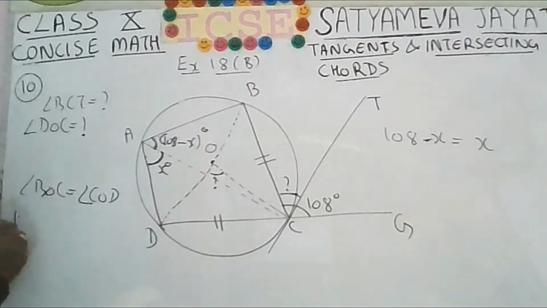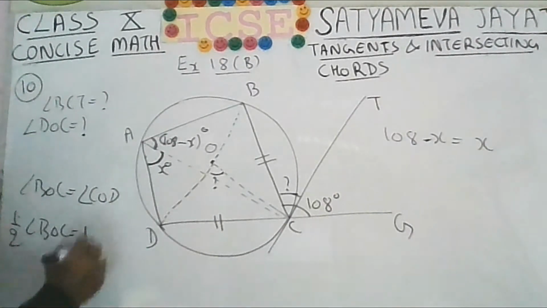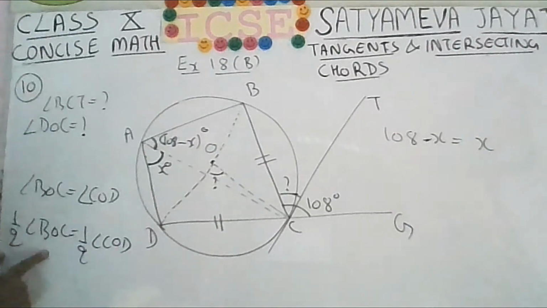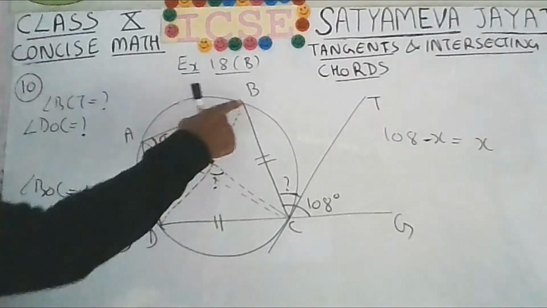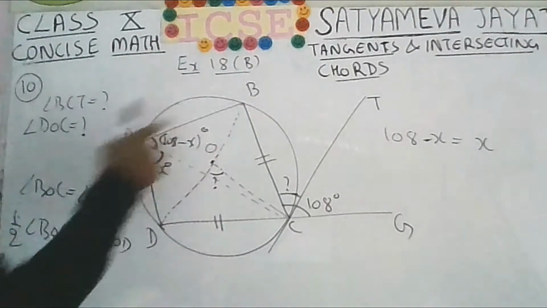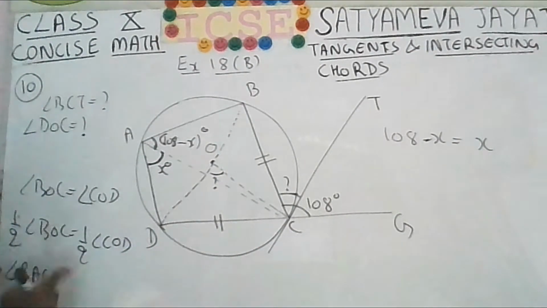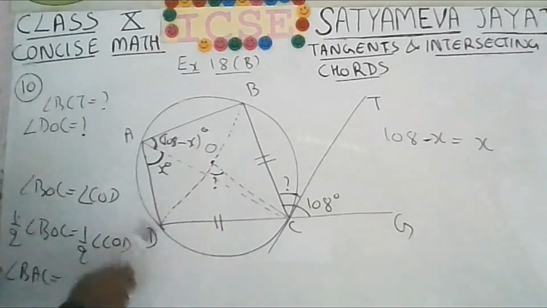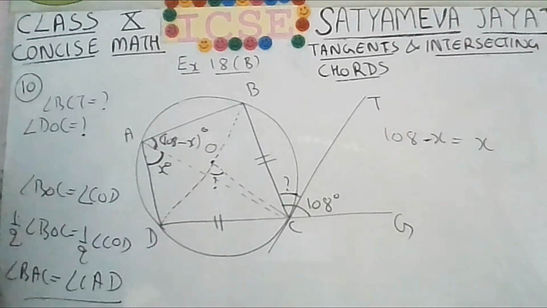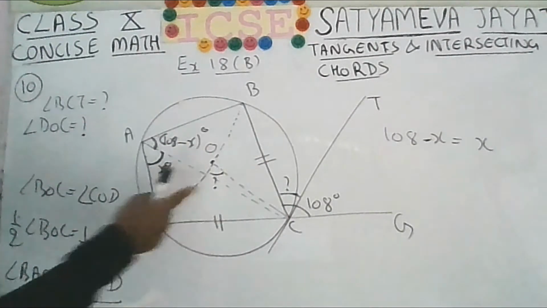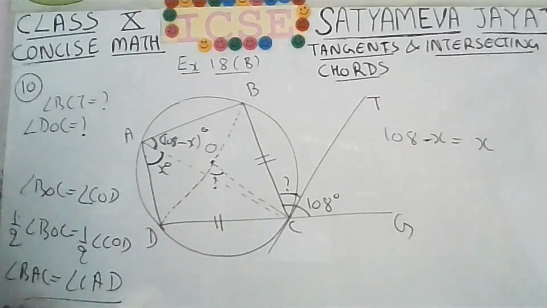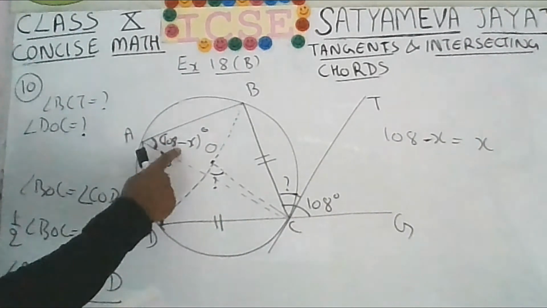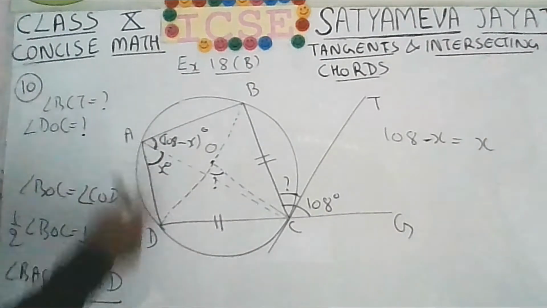If they are equal, then if you multiply both sides by half, 1 by 2 of angle BOC will be equal to 1 by 2 of angle COD. What is half of angle BOC? Half of BOC will be BAC. Half of angle COD will be equal to CAD, because the angle subtended at the center is 2 times the angle subtended at the remaining part. So by this you can say that BAC is equal to CAD. And what is BAC? 108 minus X. And what is CAD? CAD is X.